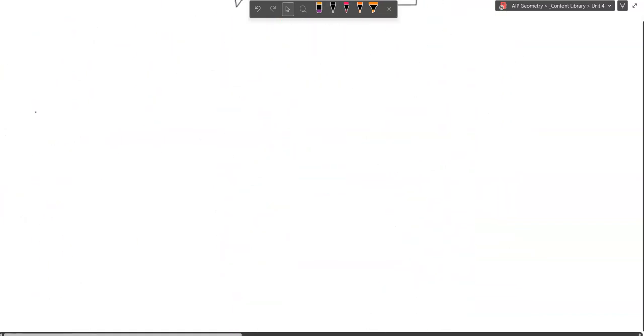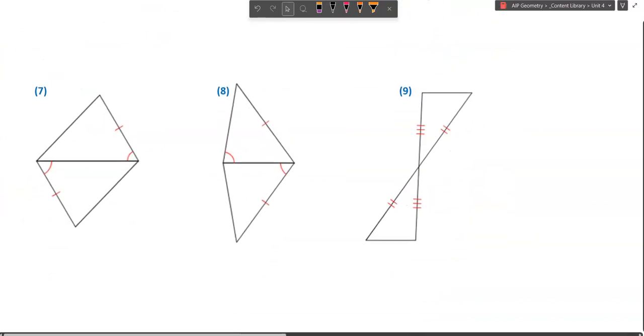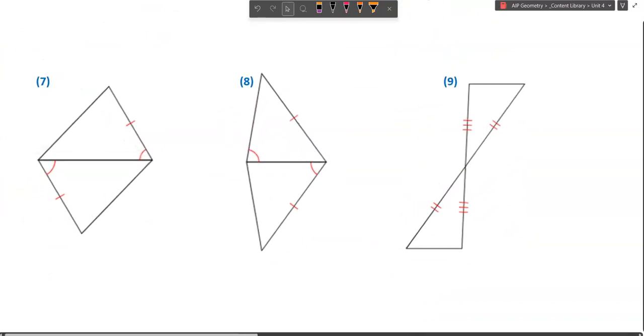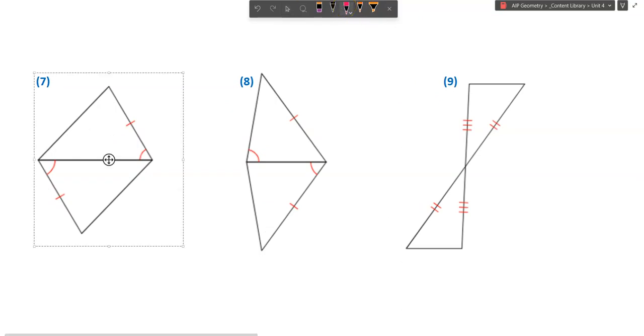So I believe we have 3 more final examples. I'm going to go ahead and have you try them out. Pause one more time. And welcome back. So in number 7, we have a reflexive. In number 8, we have a reflexive. And for number 9, we have vertical angles. And so if you didn't find those initially, now let's go ahead and take a look at how this is going to work.